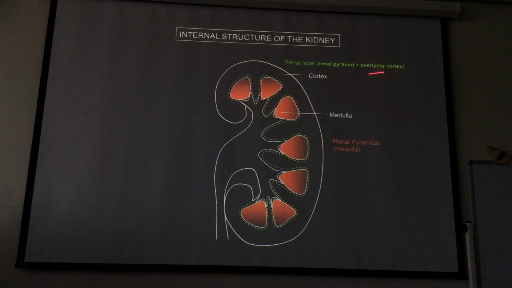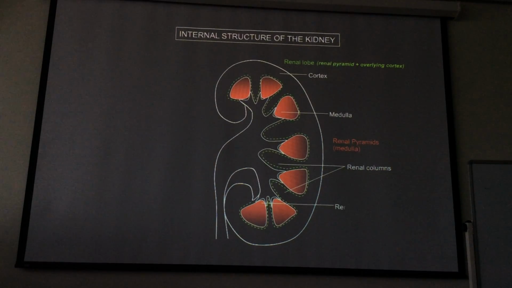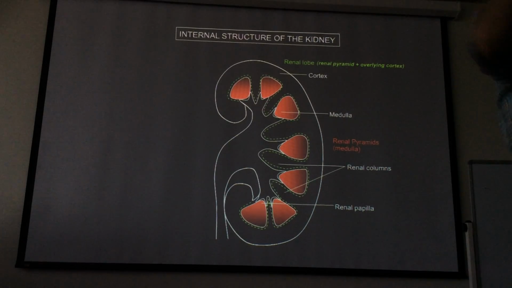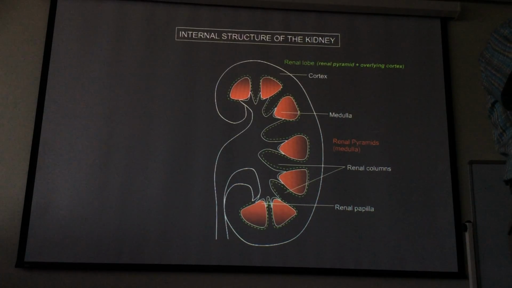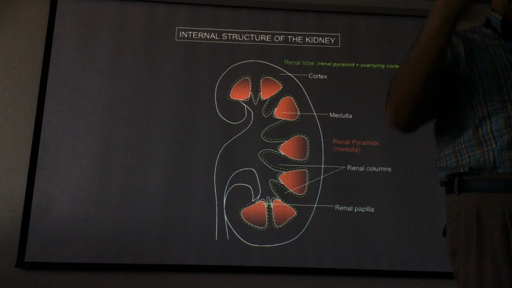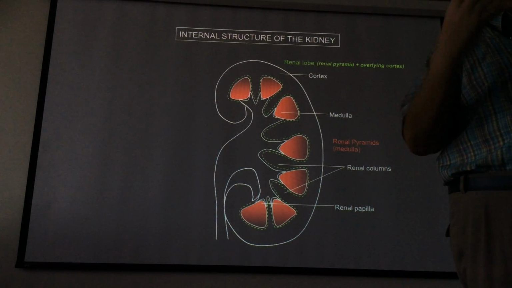Now, going further, so renal lobe is what? Renal pyramid plus overlying cortex. That is known as the renal lobe. Now, in between these, there are these sinuses, this area. So these are known as the renal columns. Clear? And now this tip, that is known as the papilla. Renal papilla. And renal papilla, as you can see, this is the major outcome where all the collecting ducts are pouring their secretions into the minor calyces. And then these minor calyces join to form major calyces.